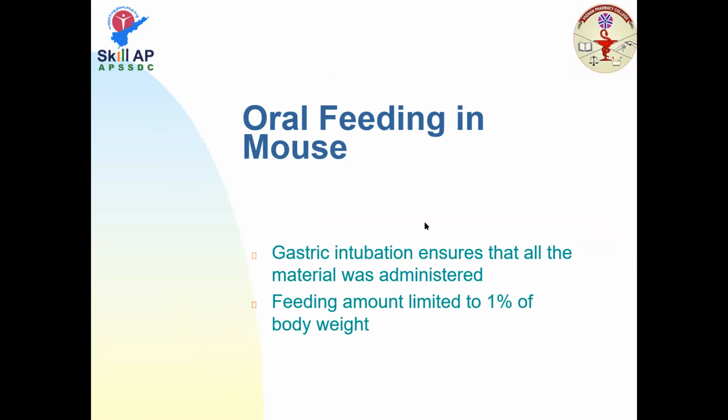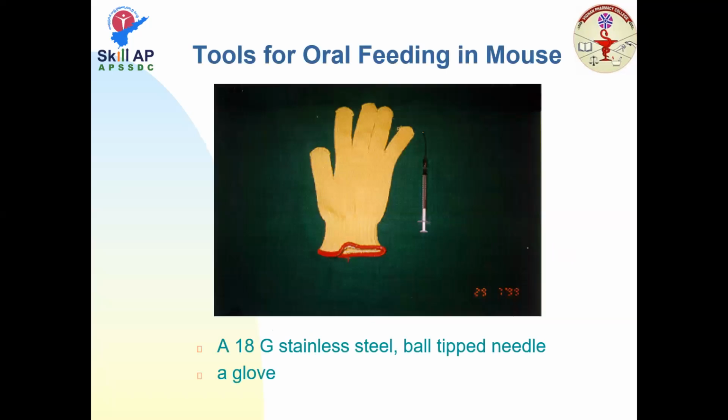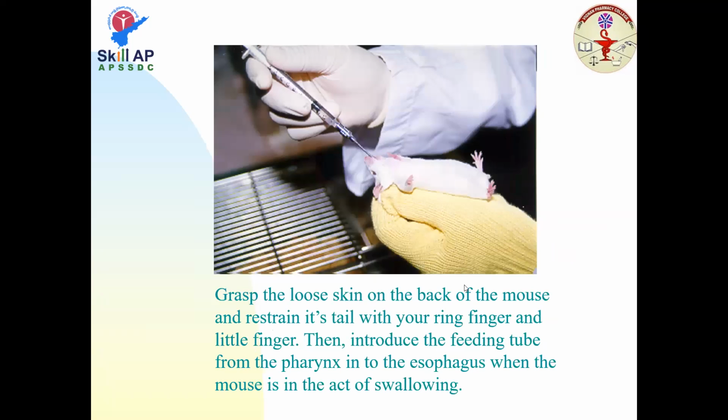Gastric intubation ensures that all the material is administered. The feeding amount can be limited to 1% of the body weight. If the mouse is 20 grams, we can give around 1 ml or 2 ml of volume. For this, we should have gloves. We should give like this. We have to make sure that the head is in a straight position, not in a bending position.